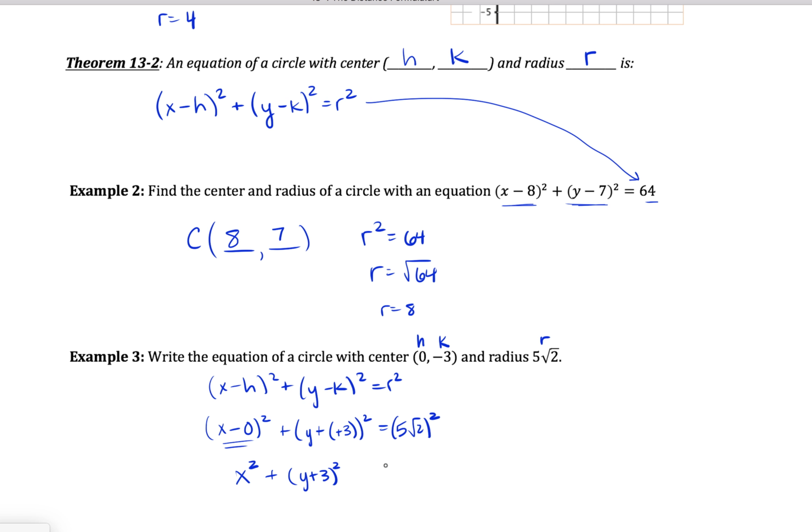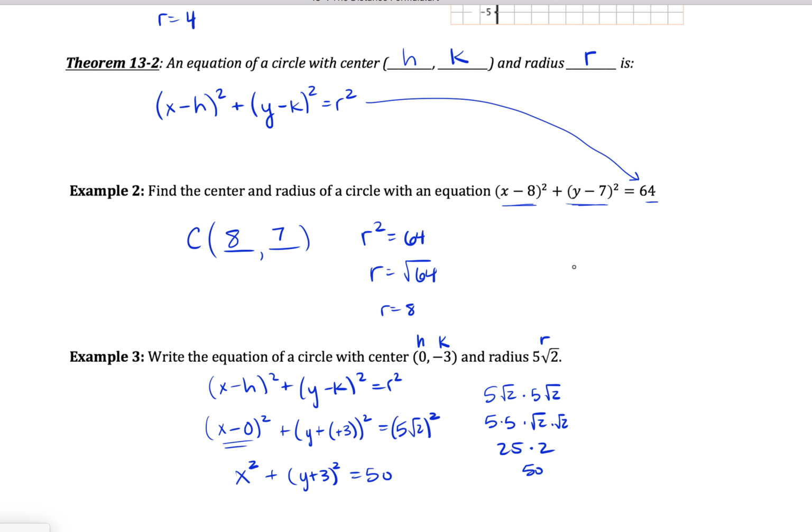(y + 3)². Now (5√2)², remember, means 5√2 times 5√2, which means 5 times 5 times √2 times √2. So that's 25 times 2, because √2 times √2 just gives me 2. And that would be 50. So that's my last part of the equation. So this circle with a center at (0, −3) and radius of 5√2 would have an equation of x² + (y + 3)² = 50.